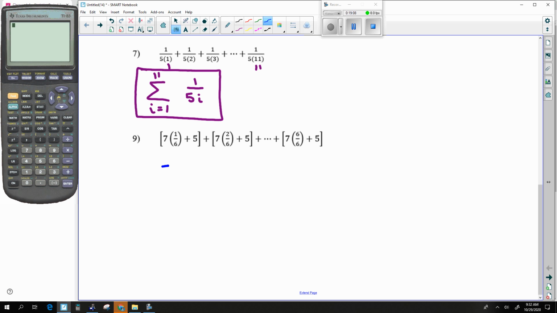All right, so here, the number that is changing is this numerator. So I see that it starts at 1 and it goes to 6. And this is going to be 7i divided by 6 plus 5.